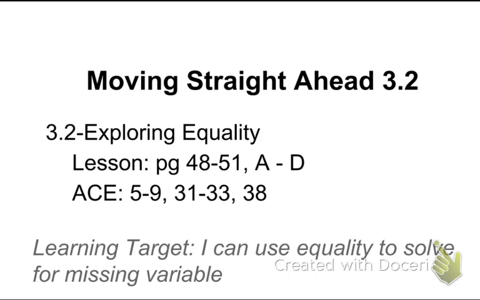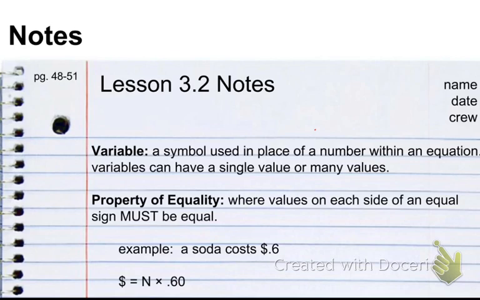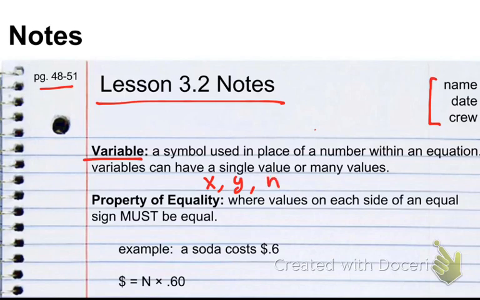Let's get started. All right, so here are your notes for today. We want to make sure we got our page numbers 48 through 51, name, date, and crew, lesson 3.2 notes. First is variable, a symbol used in place of a number within an equation. Variables can have a single value or many different values. For example, we could have x, or y, or n. Any of these could be used as different variables. Basically, it's just a symbol in place of a number.